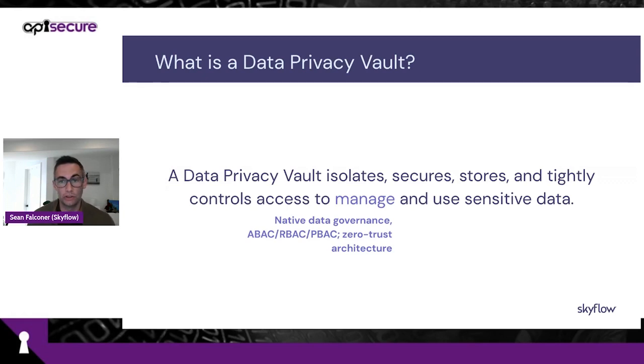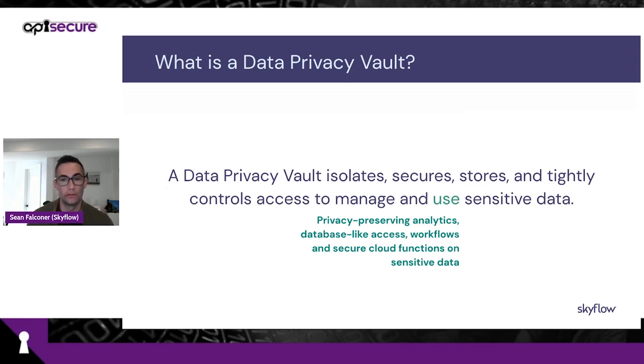By managing access based around the principles of least privilege, you can significantly reduce the scope of a potential problem. And then finally, we store all this data so that we can use it. It's one thing to lock up data and throw away the key, but that's not super useful. So we need support for things like built-in privacy-preserving analytics, database-like access, the ability to run workflows and secure functions directly on the sensitive data so that we can perform all the types of operations that we want to do against sensitive customer information while not exposing our systems to the risk of securing it or any sort of compliance regulation.